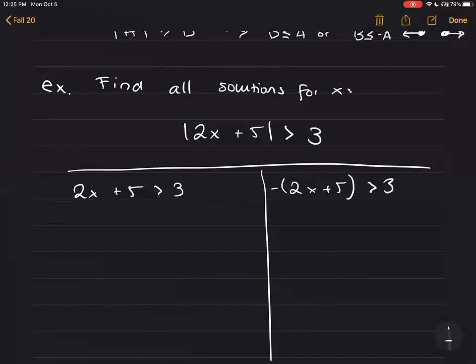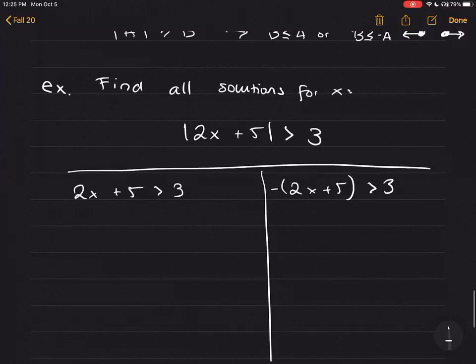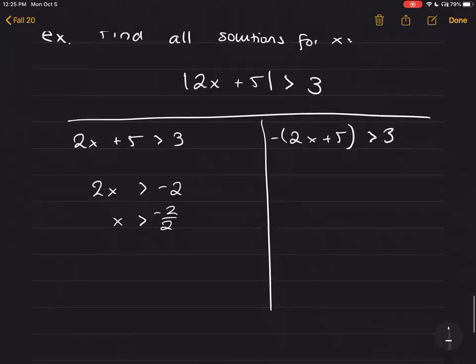Let's look at the first one first. If I subtract 5 from both sides, I get 2x is greater than -2. Then I'm going to divide both sides by 2, a positive number, so the inequality stays the same. I get -2 over 2, and that's just going to be x greater than -1.